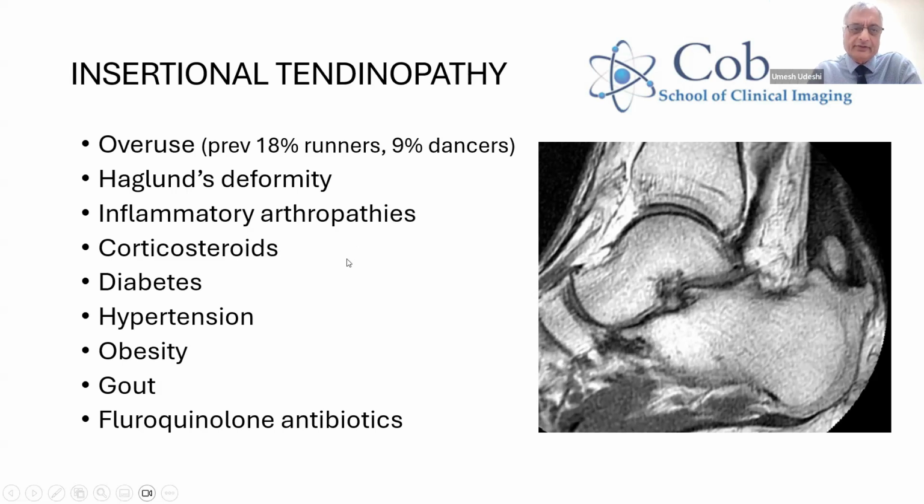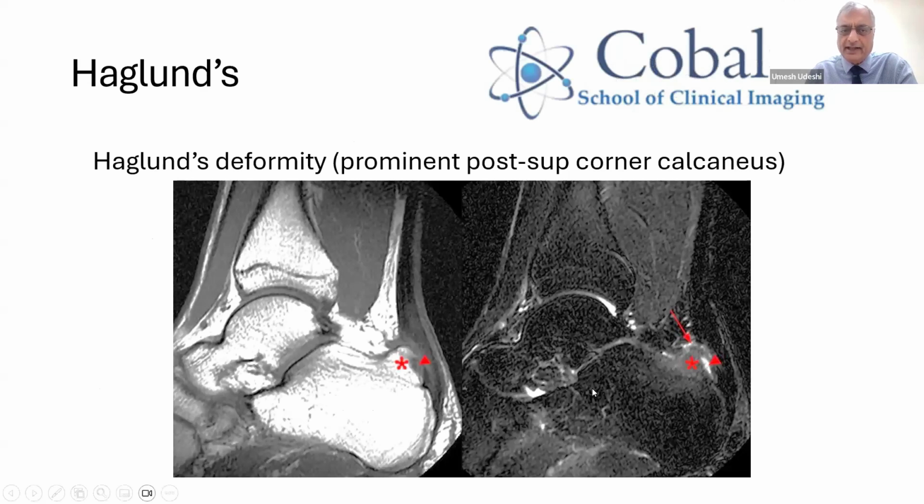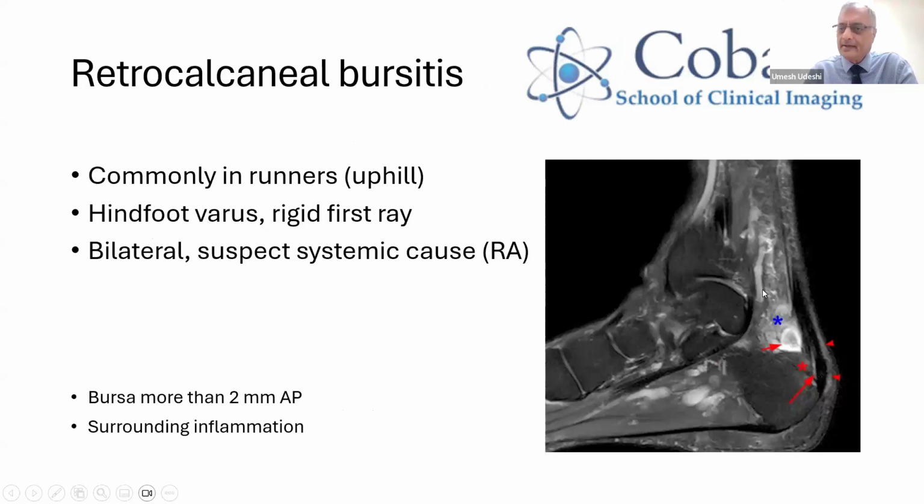It can occur in inflammatory arthropathies. It's a higher risk in patients who are taking corticosteroids or diabetics, hypertension, obesity, gout, and in certain antibiotics. The fluoroquinolone group of antibiotics can cause this condition. I've already mentioned Haglund's deformity is a prominent posterior superior corner of the calcaneus, and this may be a mechanical cause, perhaps repeated subclinical trauma to the tendon, giving rise to tendinosis.